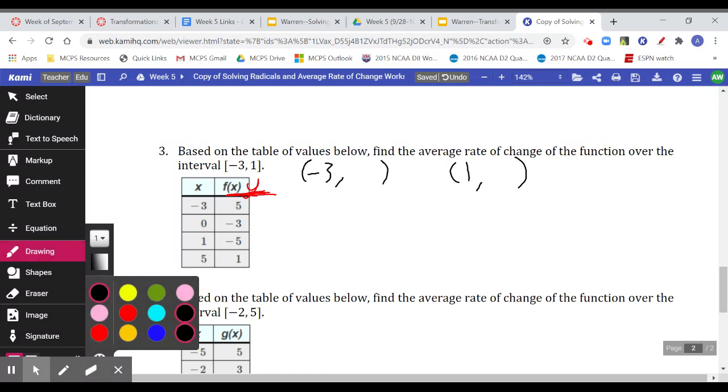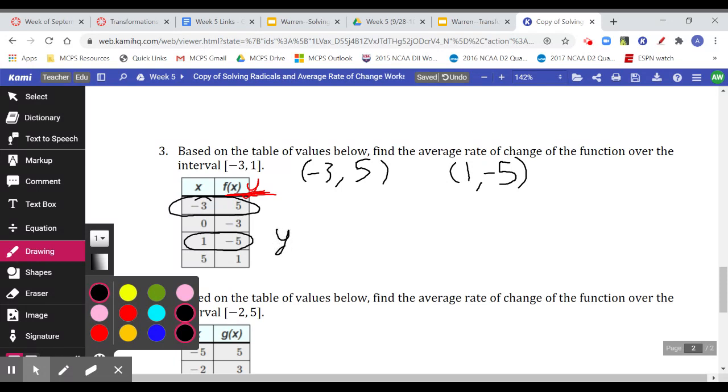So I'm just going to look at, okay, when x is -3, let me find that in the chart and see what the y value is. And it turns out to be 5. And then I'm doing the same for where x is 1. It looks like in this case my y is -5.